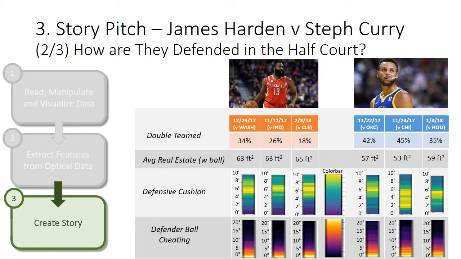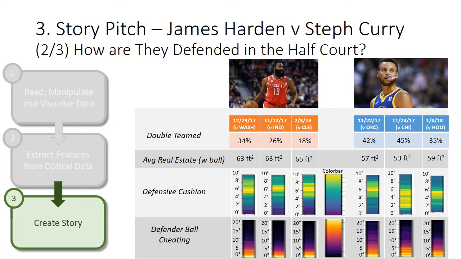The next thing was that real estate that I showed you on the last chart. How much real estate are they given in that black or Voronoi region? And you can see, just to reinforce, that Steph Curry has a much tighter space when he has the ball.